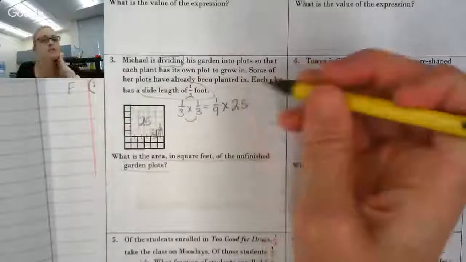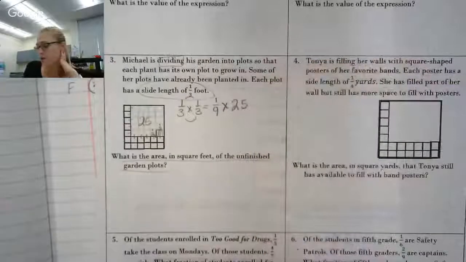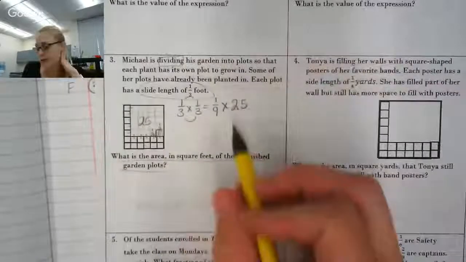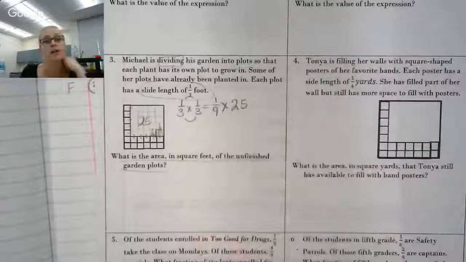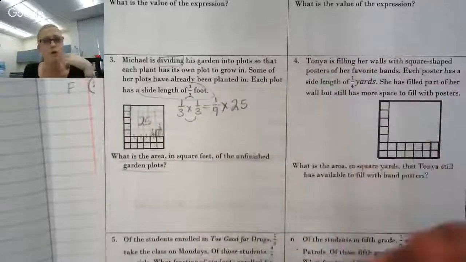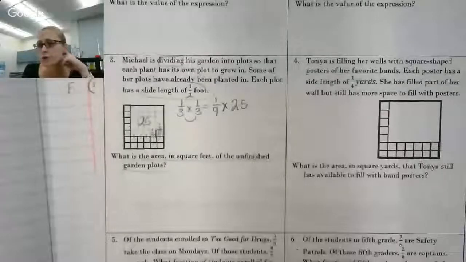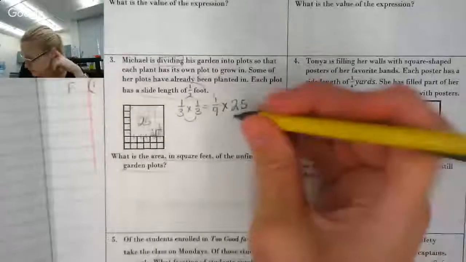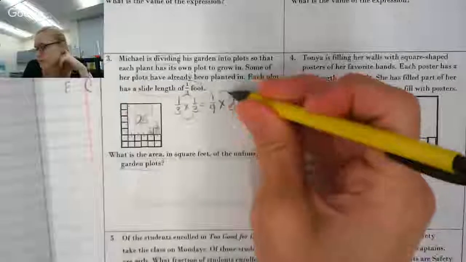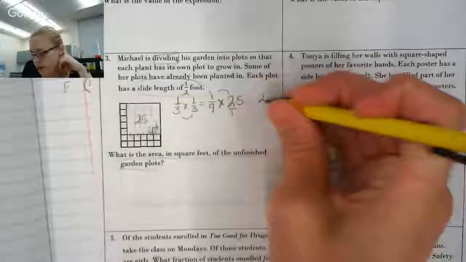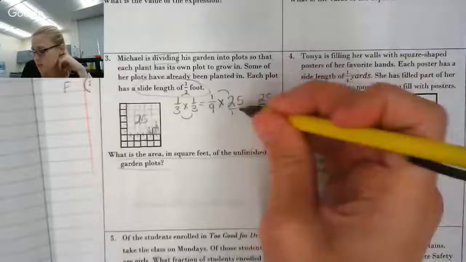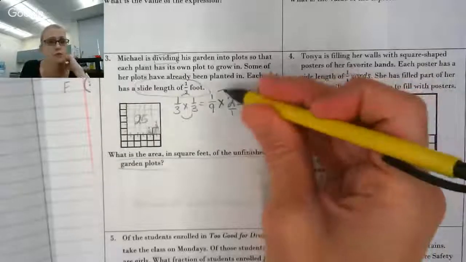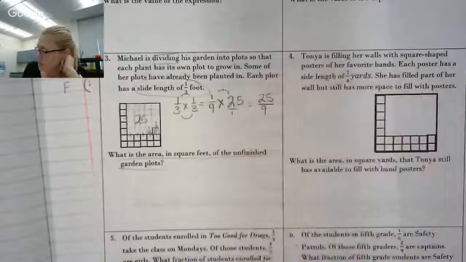So in this instance, we know that when we're multiplying a whole number by a fraction, we're really just multiplying that whole number times our numerator, and our denominator stays the same because, again, 25 whole is equivalent as a fraction to 25 over 1. So 25 times 1 is going to give us 25, and then 9 times 1 is going to give us 9. Again, whole number times your numerator, denominator ends up staying the same. So I get 25 ninths.